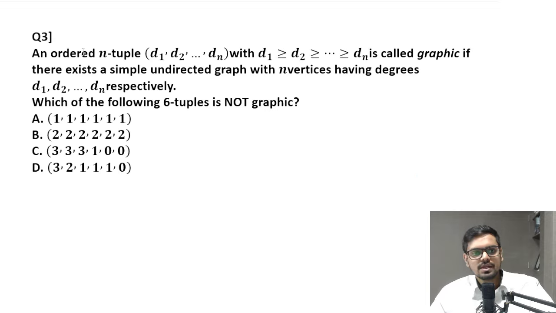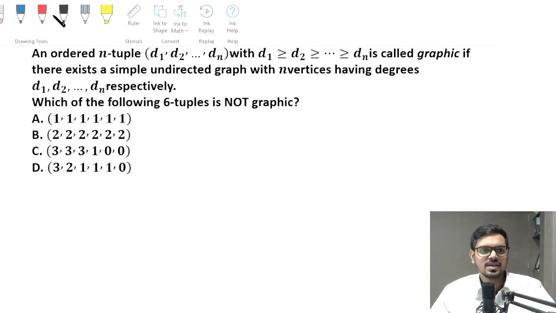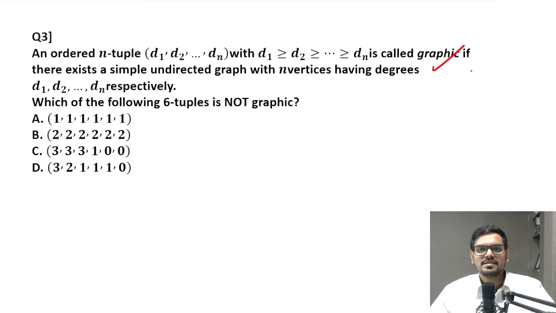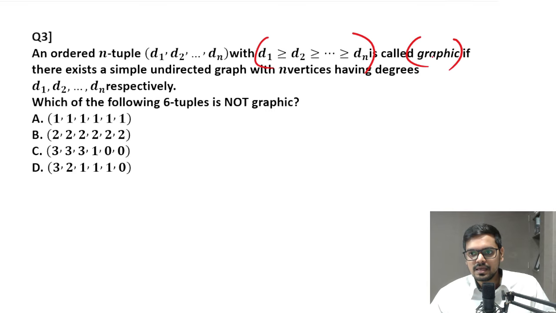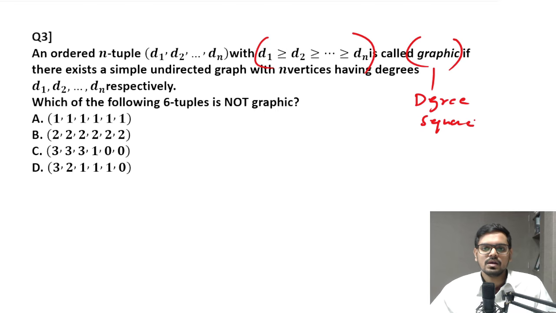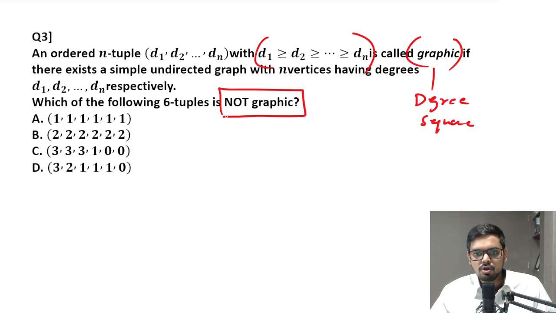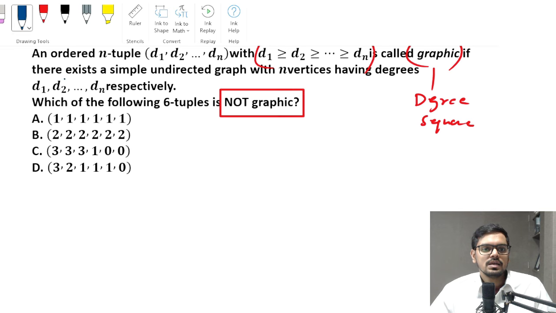Tried. The question says an ordered n-tuple like this in decreasing fashion is called graphic if there exists a simple undirected graph with n vertices having those degrees. Which of the following 6-tuples is not graphic? So graphic here means, I hope you got the idea, a degree sequence. Not graphic means not a degree sequence. They are changing the term degree sequence to graphic. So basically what we have to find is which of the following is not a degree sequence.